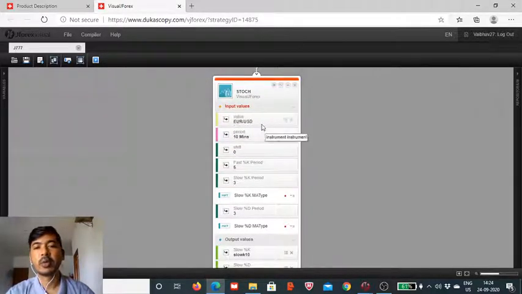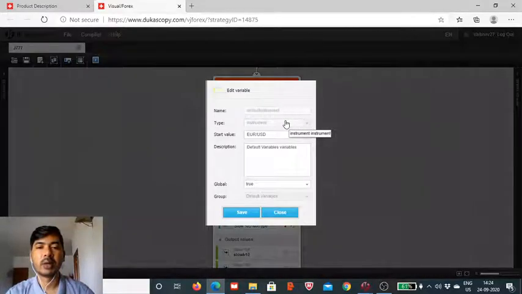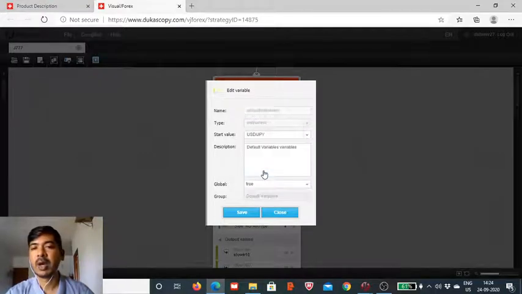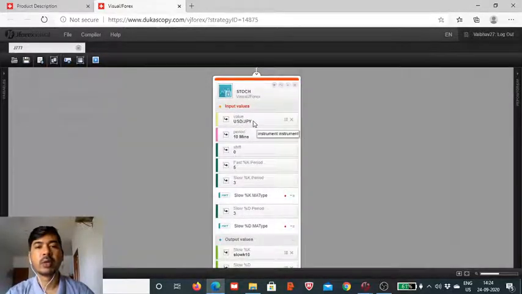The default instrument is the instrument which you want to use for developing the algorithm. If you are developing the algorithm for Euro USD, keep this instrument as it is. If you are working with any other instrument, you will have to change it and select that particular instrument from the list provided here. For today's session, we will work with the USD JPY, so we have chosen to keep the USD JPY as our default instrument.